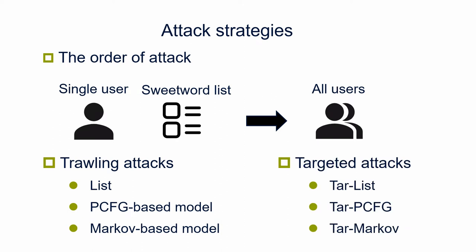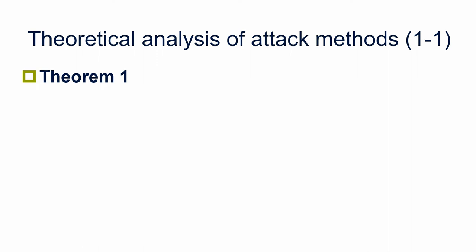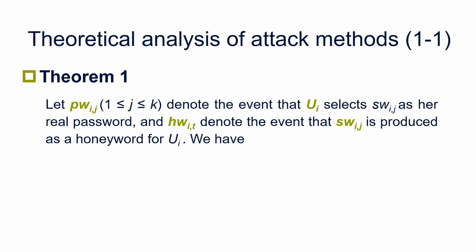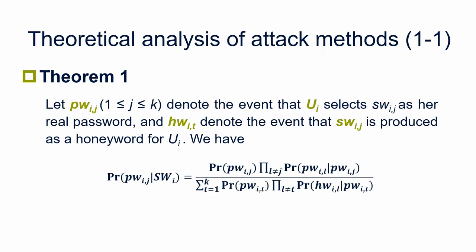By replacing the personal information in the password with type-based labels, the three models can be applied to the targeted attack scenario. We now formulate the basic attacker's optimal strategy by proposing theorem 1. Let pw_{i,g} denote the event that u_i selects sw_{i,g} as her real password, and hw_{i,t} denote the event that sw_{i,g} is produced as a Honeyword for u_i. We have this formula. This theorem indicates how to find the user's real password from her sweet word list. We will further simplify this formula.